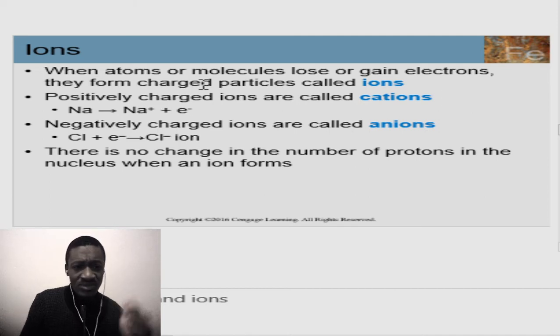There is no change in the number of protons in the nucleus when an ion is formed. Remember that the change cannot happen to the protons because the protons are present in the nucleus. The change can only happen to the electrons. That's why we use the protons as the atomic number, because change cannot happen easily to that.